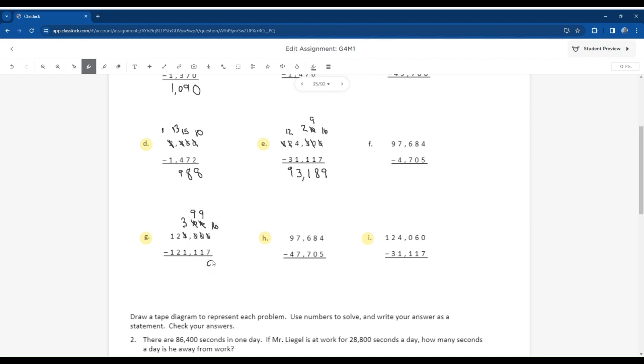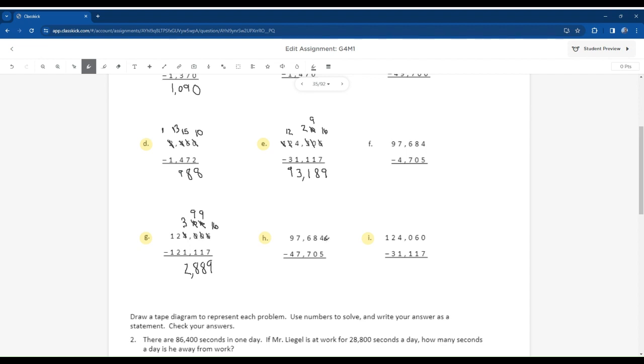16 minus 7 is 9. 9 minus 1 is 8. 9 minus 1 is 8 again. 3 minus 1 is 2. 2 minus 2 is 0. And 1 minus 1 is also 0 to make 2,889.